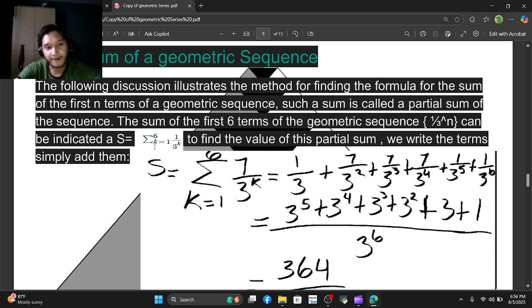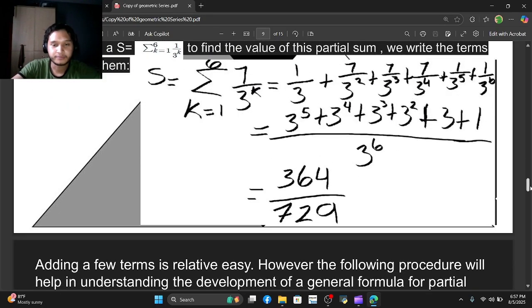Some professors would rather put the 6 on top of the symbol notation, in front, on top of it, in the way of exponents. But some others would prefer to put it on top of the symbol notation, really, and the k on the bottom. To find the value of this partial sum, we write the terms and simply add them. So we want to do this example.